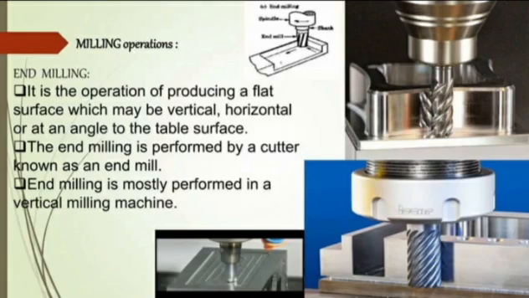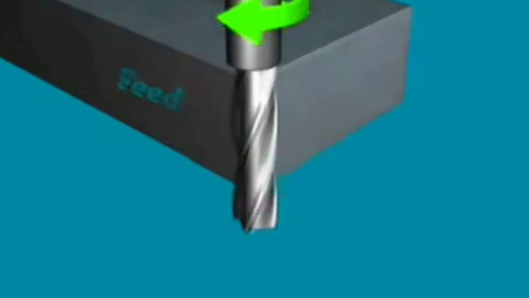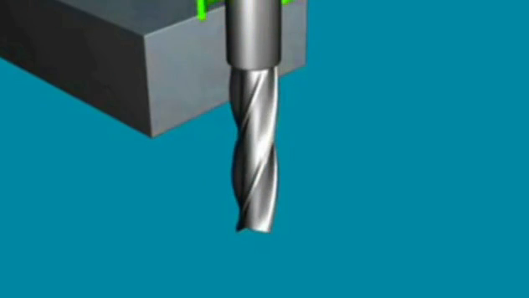Operation 7. End milling. It is the operation of producing a flat surface, which may be vertical, horizontal, or at an angle to the table surface. The end milling is performed by a cutter known as an end mill. End milling is mostly performed on a vertical milling machine.